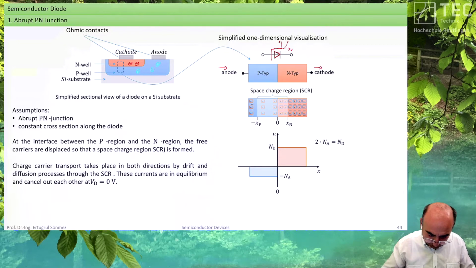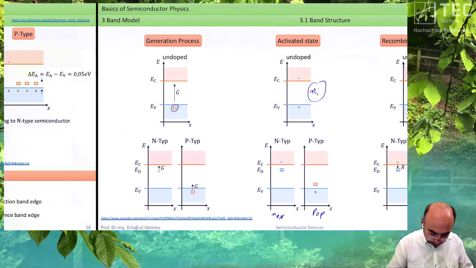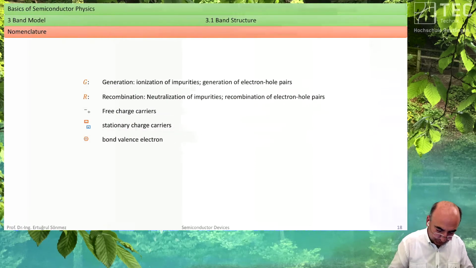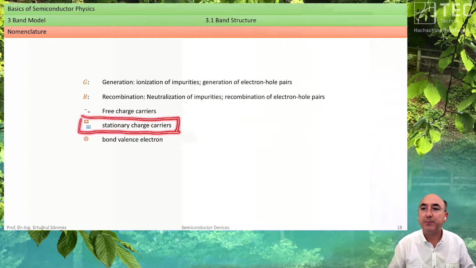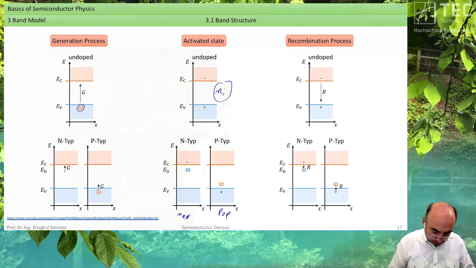To remember this statement, I force you to link the slide number. Here I have first explained what these boxes mean. They are stationary charge carriers. Stationary means they are located energetically below the conduction band edge for the phosphorus, which is a donor, and for the boron, it is above the valence band edge. Okay, so slide number 17 gives you the sketches.